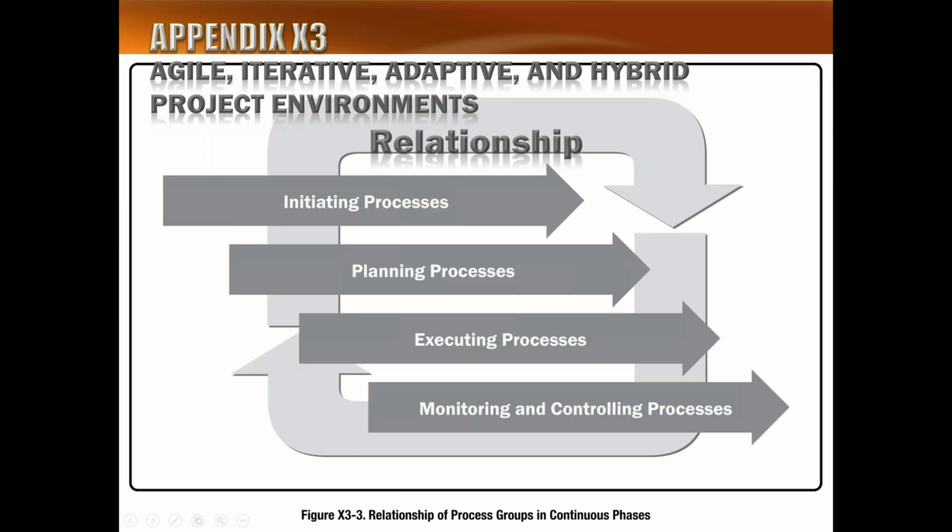The relationship in an agile, iterative, adaptive and hybrid project environment could be like this. Initiating processes are there, planning processes are there, executing and monitoring processes are there, and the turning arrows in between are showing the iteration. So you initiate an iteration, you plan, you execute, you monitor and control. You don't close anything. You move on to the next phase, and that's how this continues till the end.